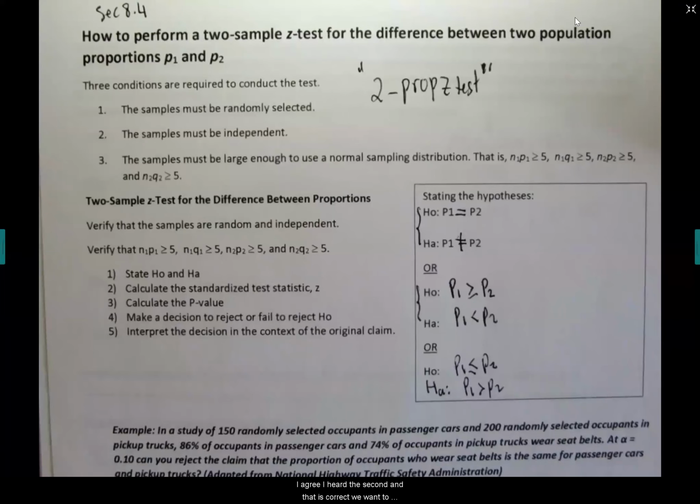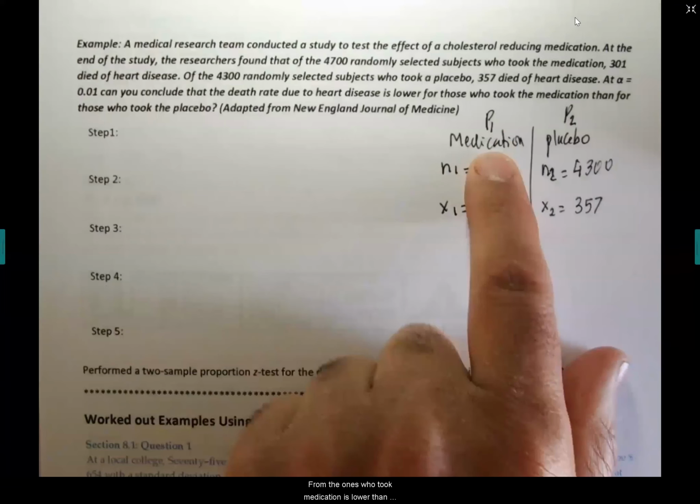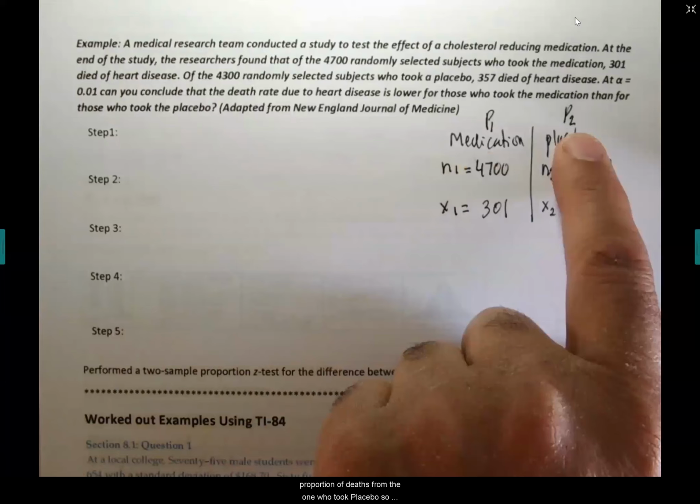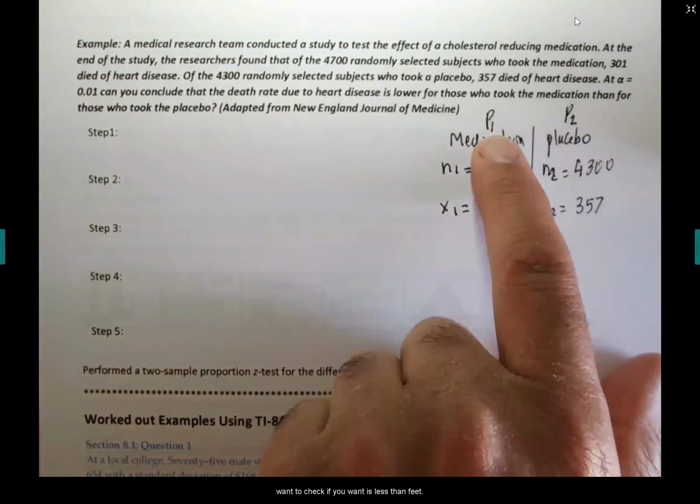I agree. I heard the second, and that is correct. We want to check that the proportion of death from the ones who took medication is lower than the proportion of death from the ones who took placebo. So we want to check if P1 is less than P2.